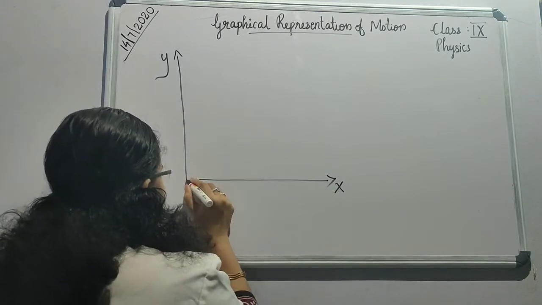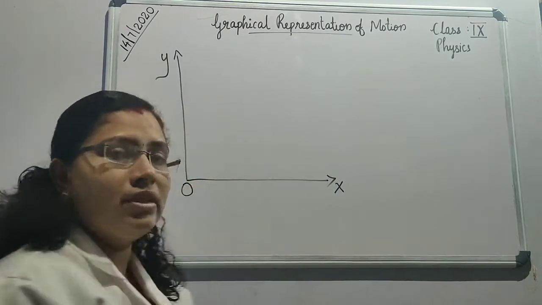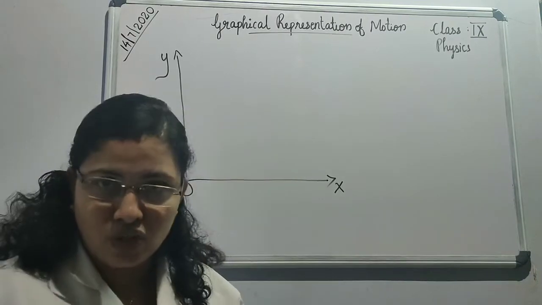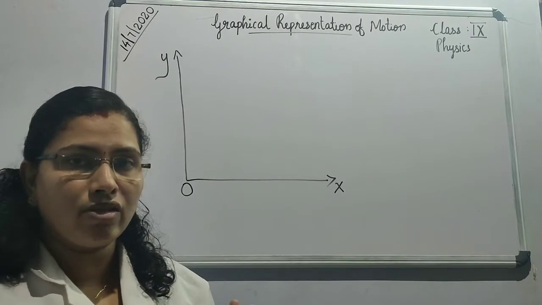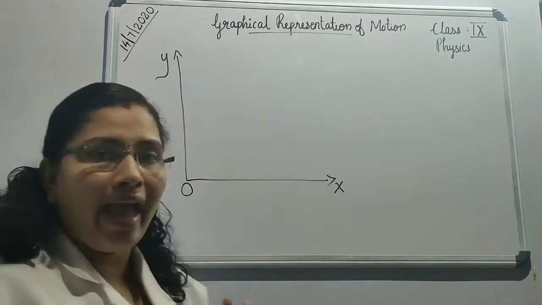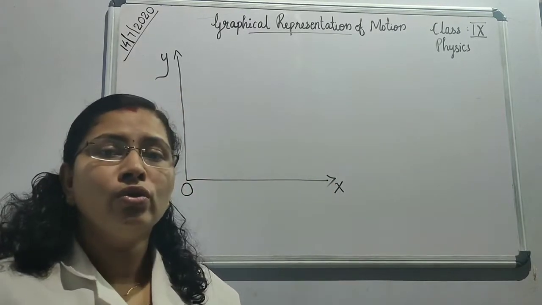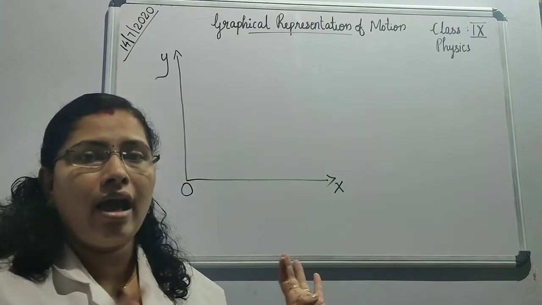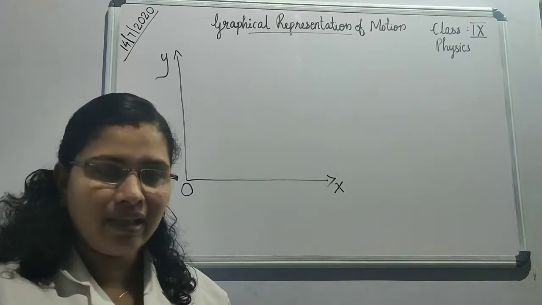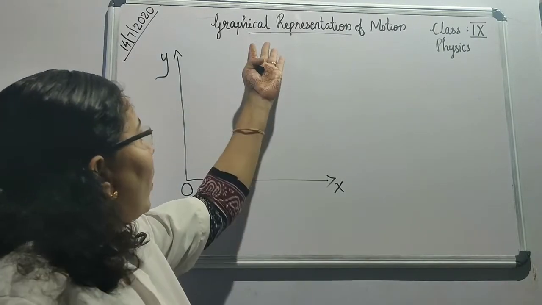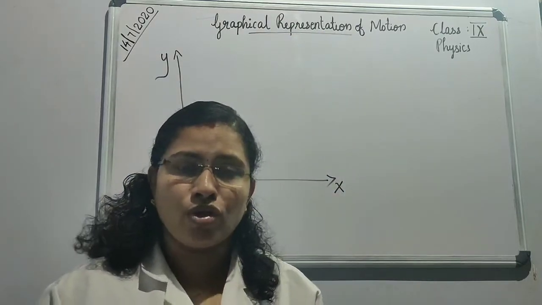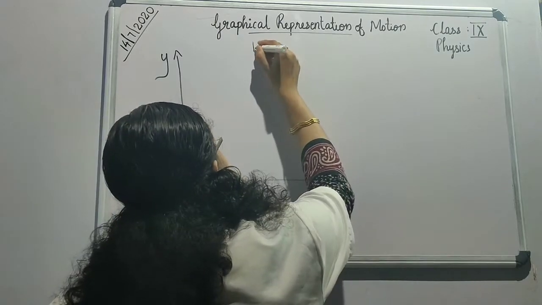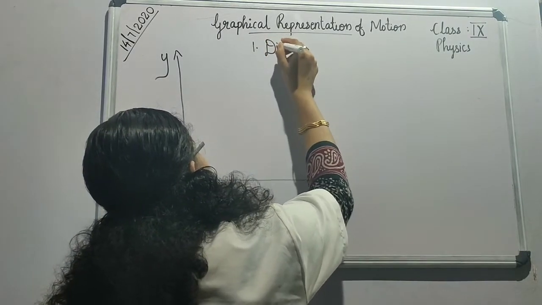Okay. And what is this point? This is the origin. O is the origin. So all these three things you know: X-axis, Y-axis and the origin. And you know we will be choosing a suitable scale according to our convenience. So when we deal with the graphical representation of motion, there are different types of graphs. And the first one is distance time graph.